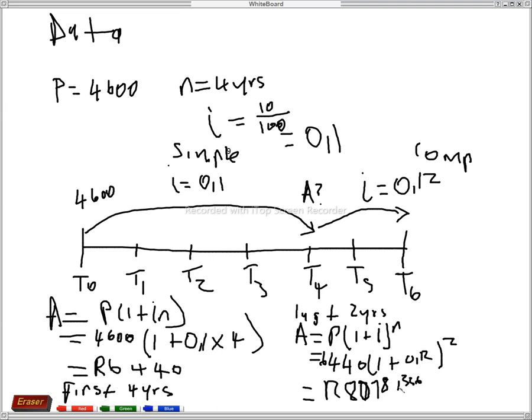8,078. Well, I don't recommend investing in banks. Imagine investing 4,600 for 6 years and then accumulating this money. Let me just subtract the invested money, which is 4,600, and the interest here is 3,000.